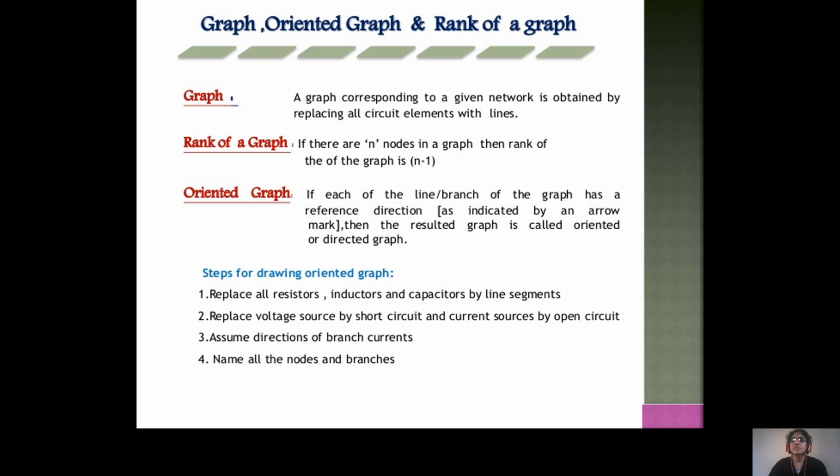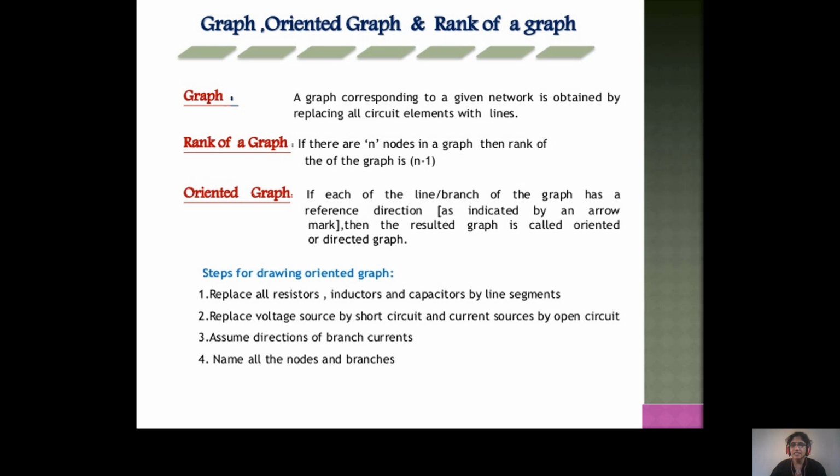So what is a graph? A graph corresponding to a given network is obtained by replacing all the circuit elements with lines. A graph means a collection of various nodes and branches. A node means two or more points meet at one point, and a branch means a line segment joined between two nodes. A graph of any network can be drawn by placing all the nodes, which are the points of intersection of two or more branches.